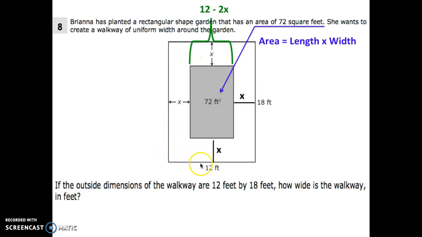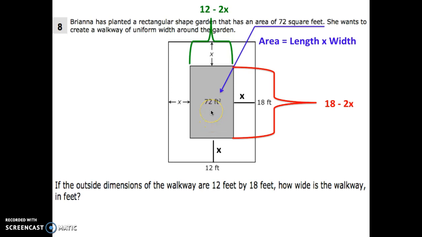12 is this side right there, same as up here. 12 is this one, 12 feet. And I take away 2x because there are 2 x's here on the side of the walkways. That's going to give me the length of this gray piece here, the short side of the gray rectangle. Same thing for the longer side. The longer side is 18. So for the gray one, if I take away the x here and I take away the x there, it becomes 18 minus 2x. And that describes the long side of this gray rectangle.